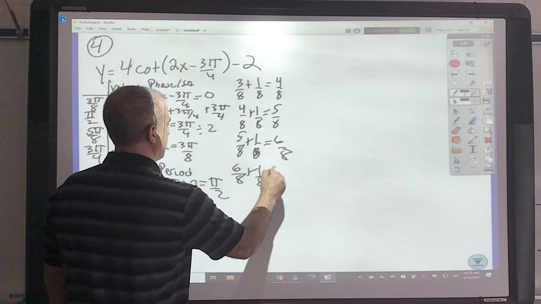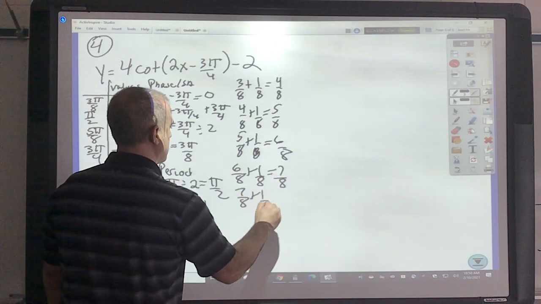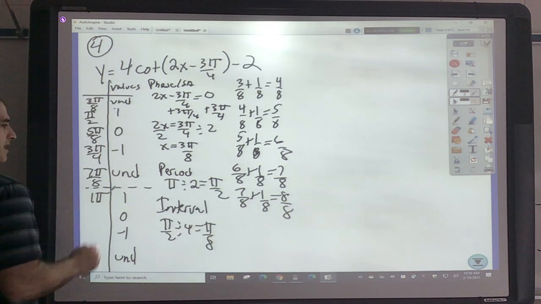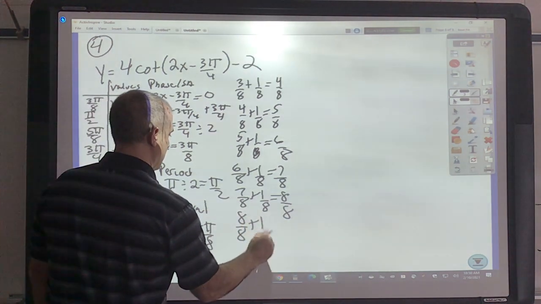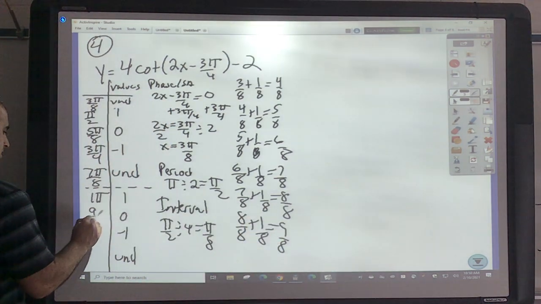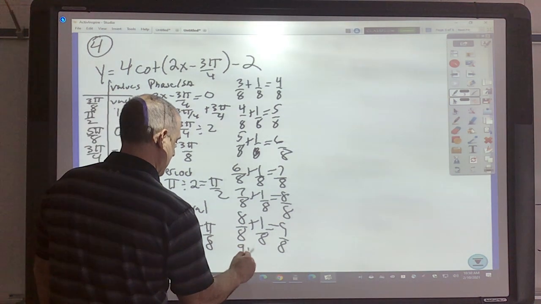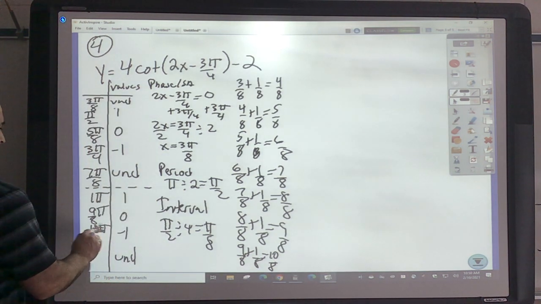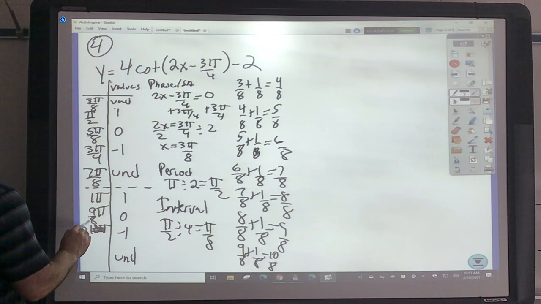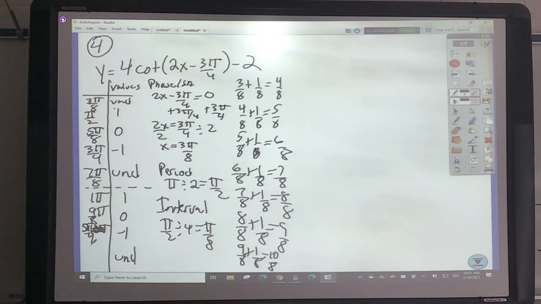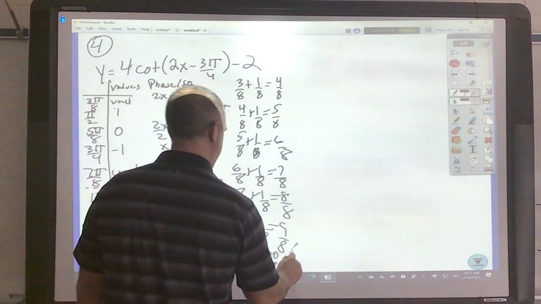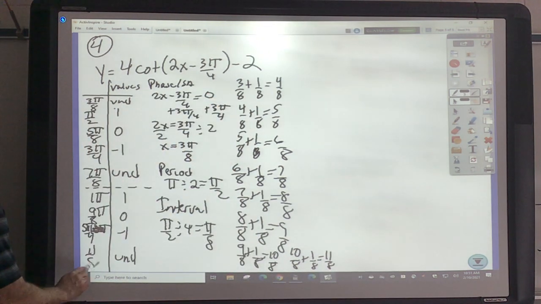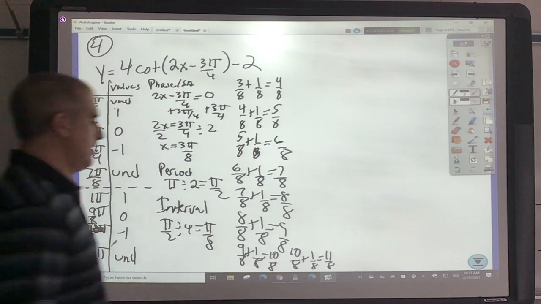6/8 plus 1/8 is 7/8. 7/8 plus 1/8 is 8/8, which is 1 pi. 8/8 plus 1/8 is 9/8. 9/8 plus 1/8 is 10/8. Or, sorry, that would be 5 over 4. Okay, all right, and then 10/8 plus 1/8 is 11/8. Okay, so that's 5/4 there. Now, that's the battle of fractions.